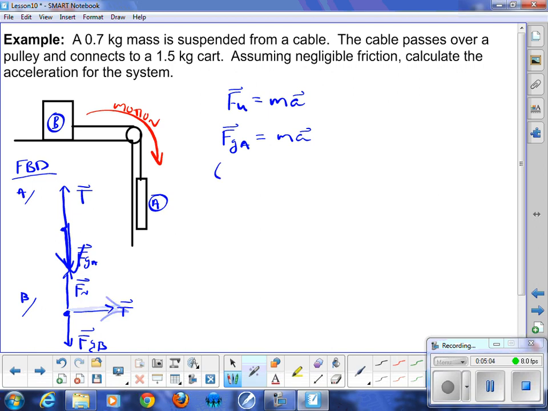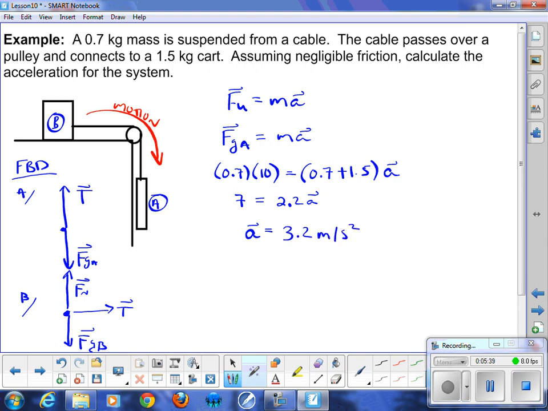That being said, we know that the mass of object A is 0.7. Again, I'm just going to use 10 for gravity. Now this is the mass of the system, so I'm going to put the 0.7 plus 1.5, so when you look back in the note, you can figure out where that comes from. So we end up with 7 equals 2.2a. So the acceleration for this system is 7 divided by 2.2, and we find that we get 3.2 meters per second squared, and it's going to be down for A. All right, so there we go.